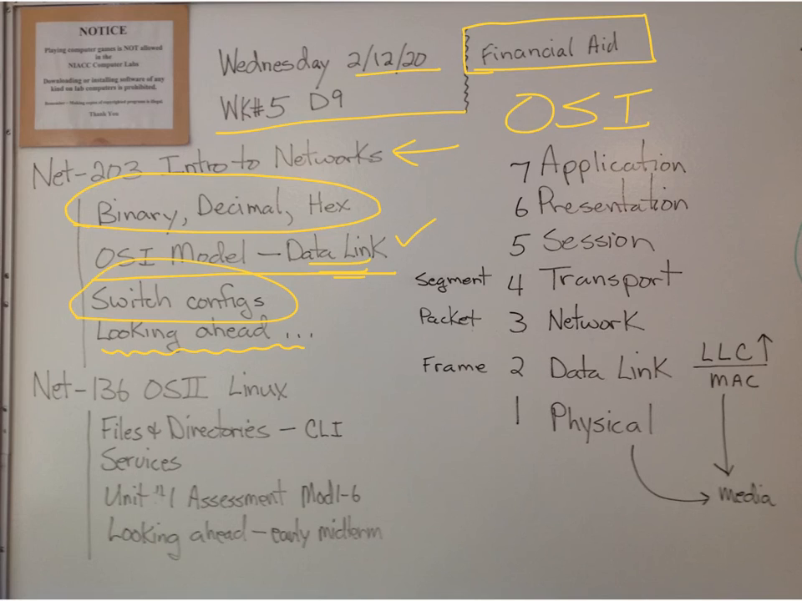OSI model. We talked quite a bit about down here. We talked about the data link layer, logical link control, talking to the layer up, media access control, talking down. So we have some type of media, it could be wire, fiber, or wireless. And the physical layer figures out how to put it on the media. But this is the data link between the two devices.